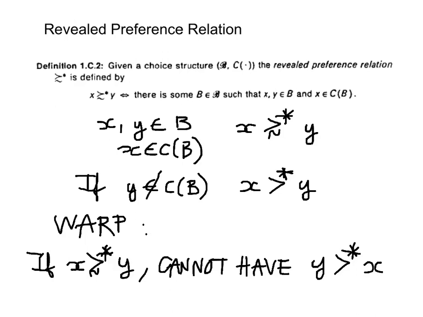With this terminology, we can restate the weak axiom as follows. If X is revealed at least as good as Y, then Y cannot be revealed preferred to X.